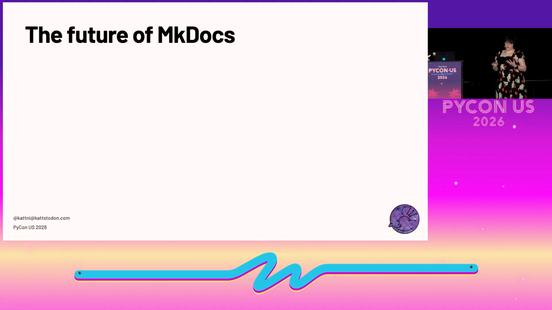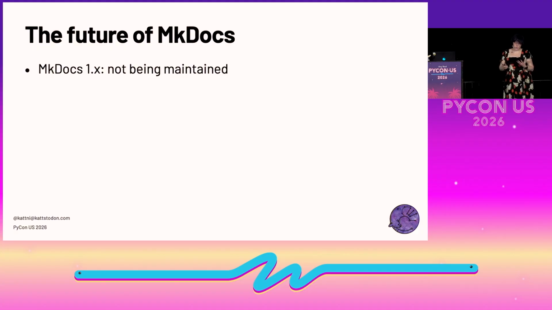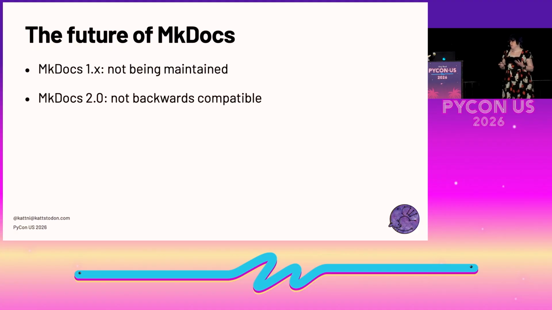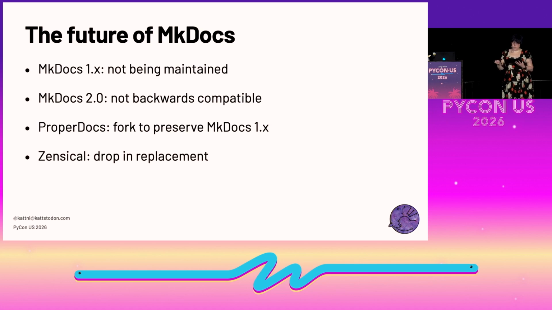I want to take a note to talk about the fact that MkDocs is currently in a transition period. MkDocs 1x is no longer being maintained. There is a MkDocs 2.0, and it is not backwards compatible with 1.0. Proper Docs is essentially a fork aimed at preserving MkDocs 1x. Zensical is new, but it is designed to be a drop-in replacement to the point of recognizing MkDocs configuration files as they already exist.